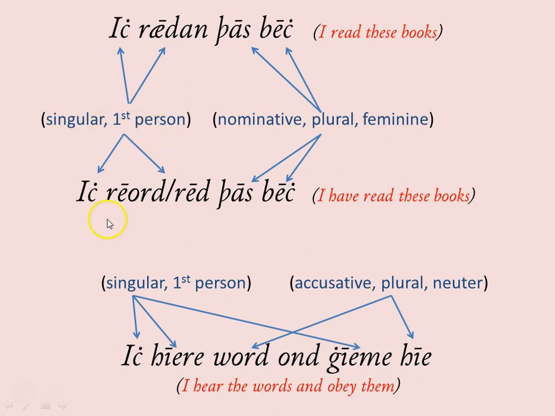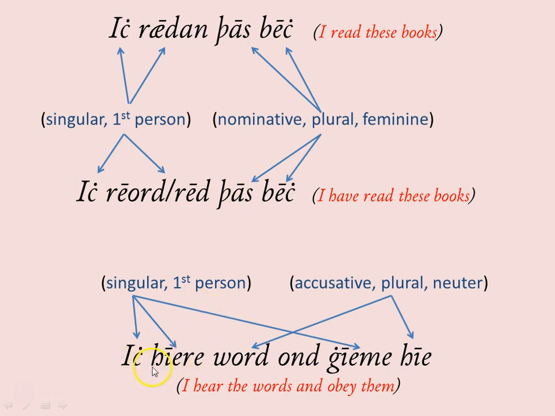Singular first person, they agree that way, but they're in the past tense. And so I read these books, but in a past tense way. So in modern English, we render that as I have read these books. And again, those two words grammatically agree with each other: nominative, plural, feminine. They are conveying meaning, in this case, these books. Nominative being the subject of the clause or the statement here.